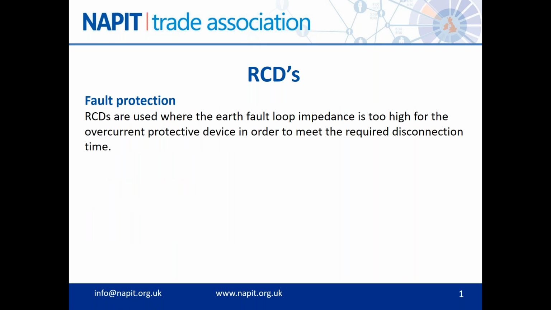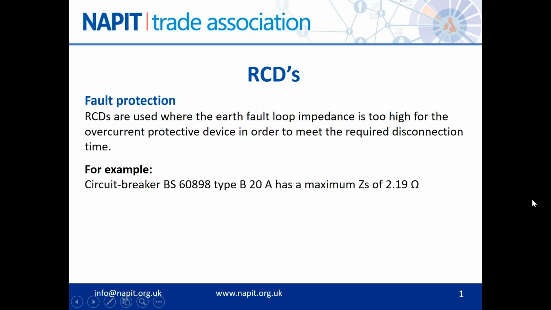RCDs can be used when the earth fault loop impedance is too high. As you guys will probably be aware, TT systems have an inherent high Ze where we're using the earth path to be the general mass of earth, the concrete, the clay, the mud beneath our feet, and therefore that path is usually a very high resistance path back to the source earth. With TT systems and the fact that the regulations make sure that you have to install an RCD at the origin of any TT system, then RCDs are employed in these places.